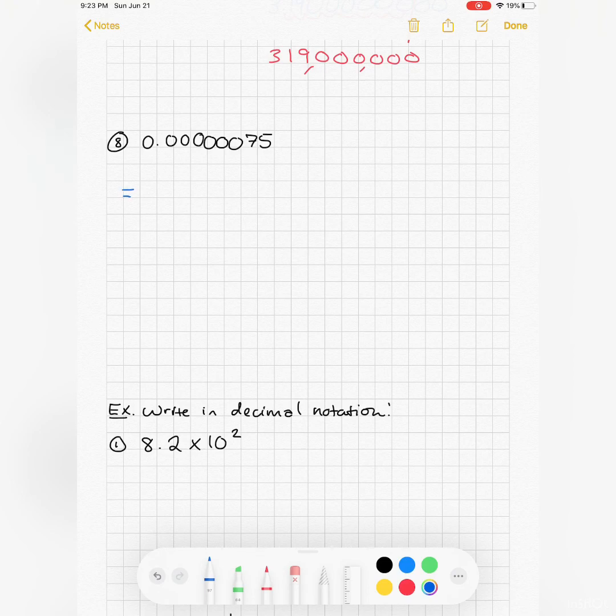Okay, this is going to be 7.5 times 10 to the negative 1, 2, 3, 4, 5, 6, 7.